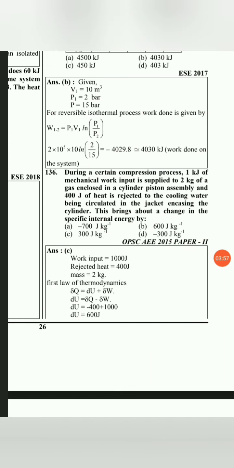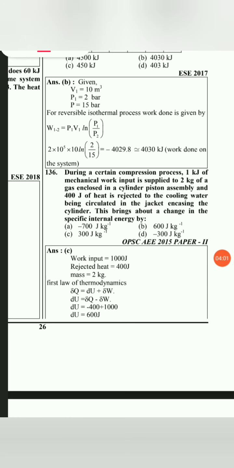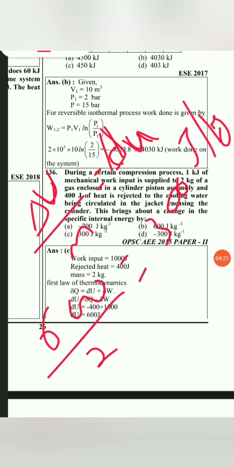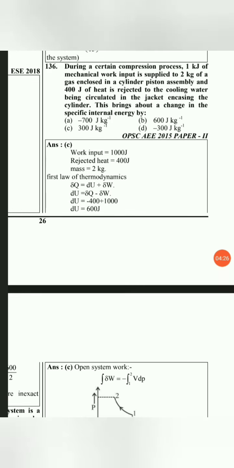The internal energy change will be 600 joule. But we have to find out the specific internal energy change. So for that purpose we need to divide it by mass. Here mass is 2 kg. So delta U upon mass will give us the specific, that is delta small u. Capital U is the internal energy, small u is the specific internal energy. So per unit mass, for that process it is 600 divided by 2, which comes out to be 300 joule per kg. So 300 joule per kg is given in option C. So option C will be the right answer.